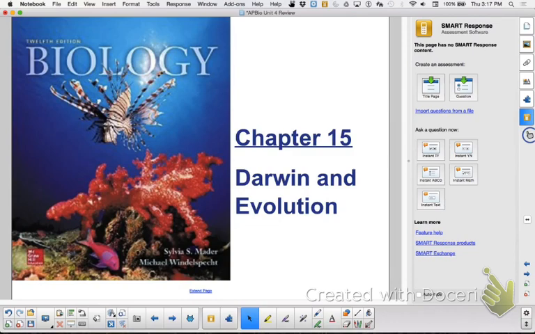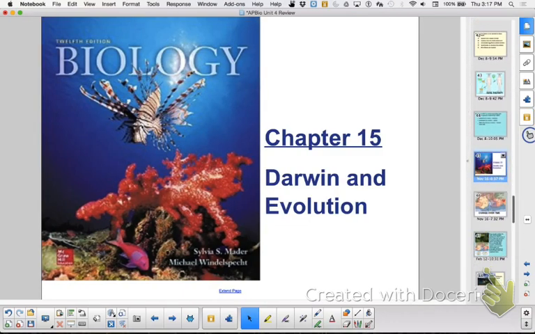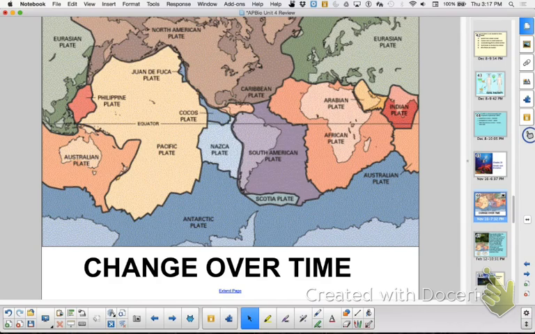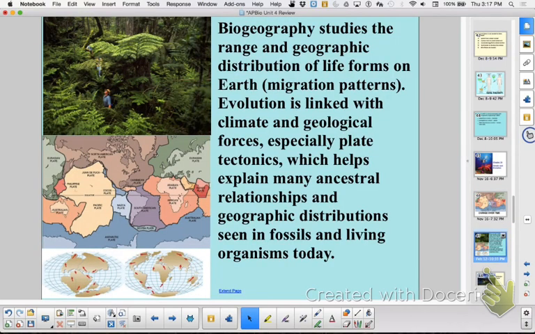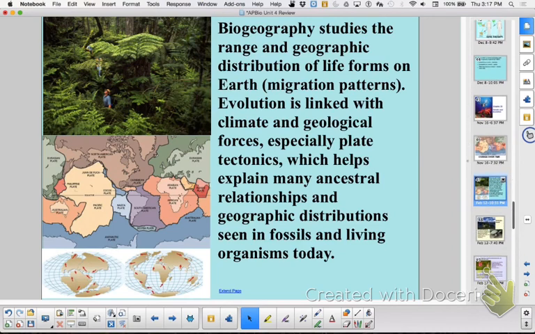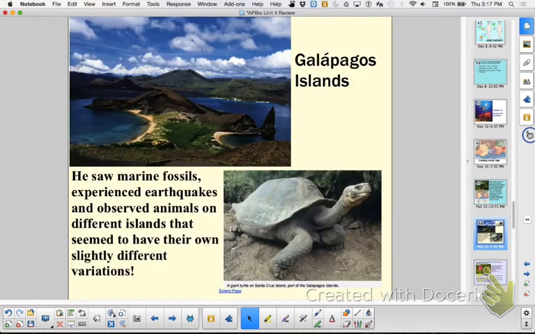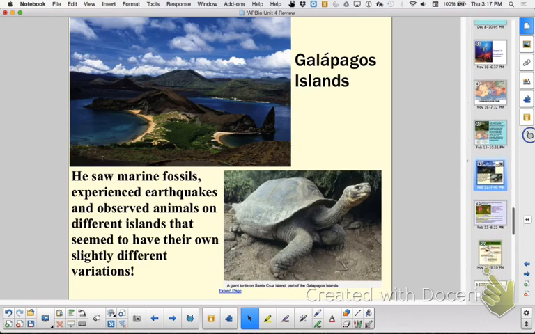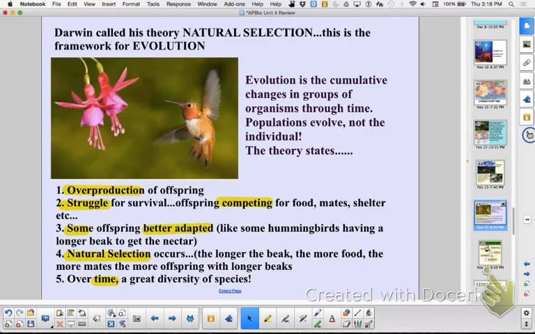Okay, that brings us to chapter 15. So you want to think about change over time. You want to think about things like biogeographical evidence. We talked about several other pieces of information that Darwin used. Remember those tortoises? This brought us to natural selection.